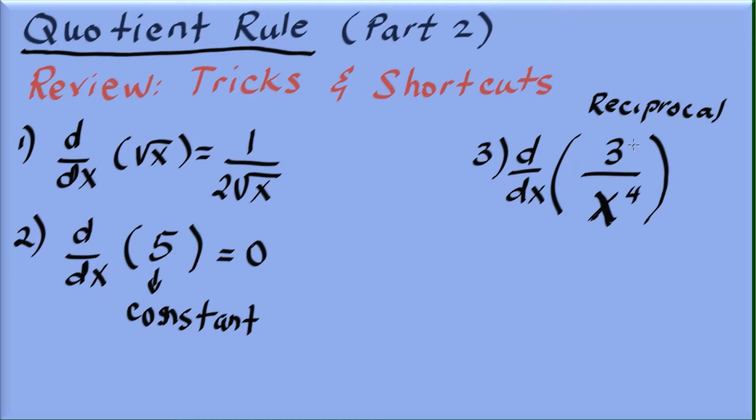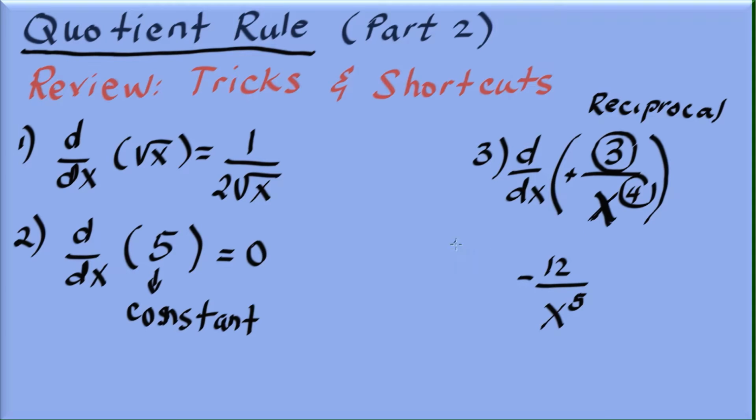And the shortcut or trick for this is we multiply this 3 and 4. So that's going to give us 12 over that variable x raised to the 4 plus 1. So we always add 1 to the bottom exponent. So 12, that's 3 times 4, and then over x to the 4 plus 1. And don't forget to switch the sign. So from the original positive, its derivative is going to be a negative. Okay. So again, you can bypass the quotient rule if it's a reciprocal. Okay. So you can use the reciprocal rule.